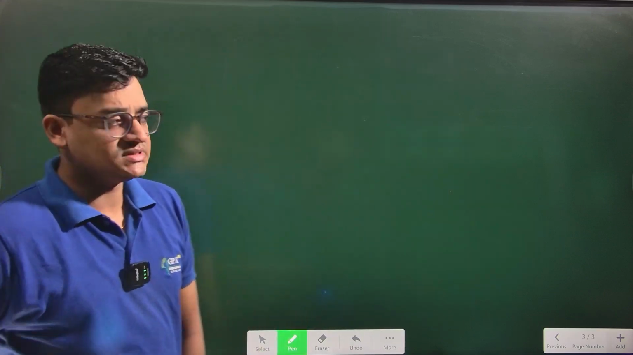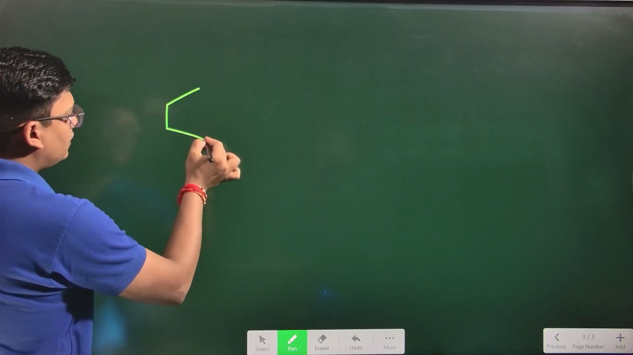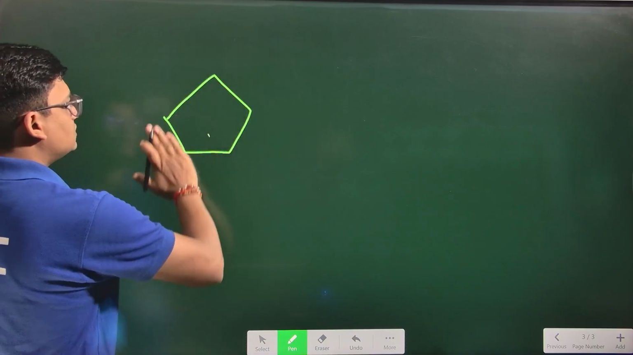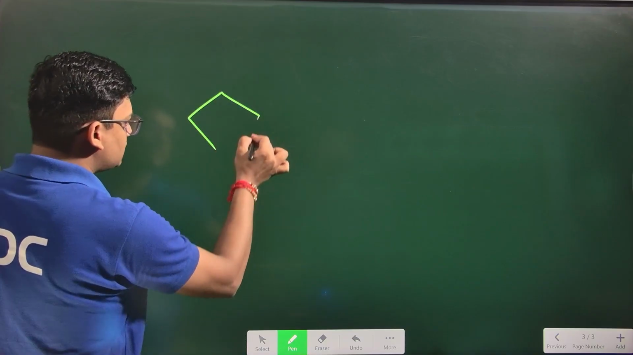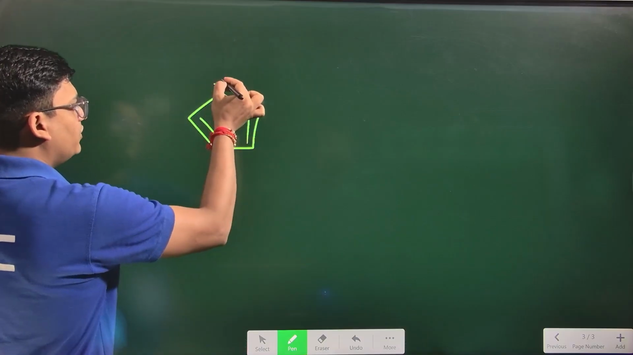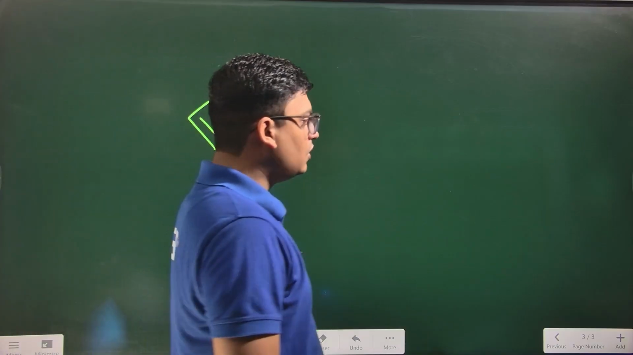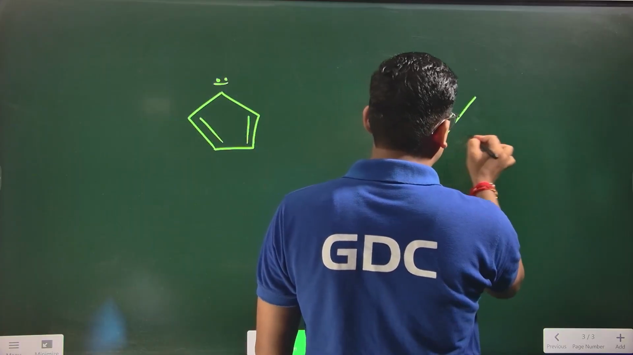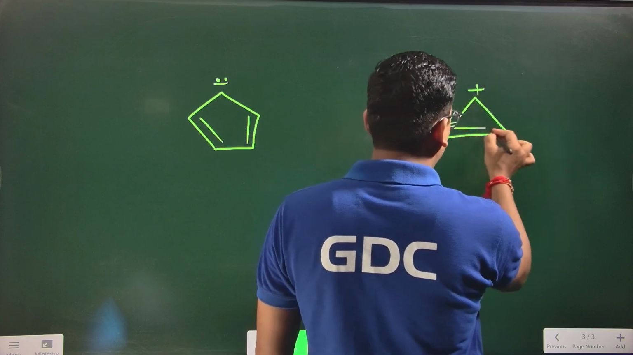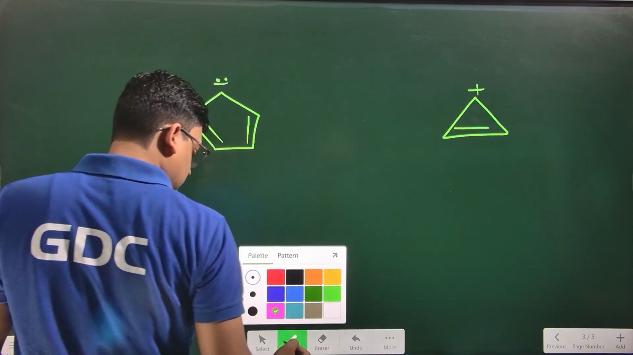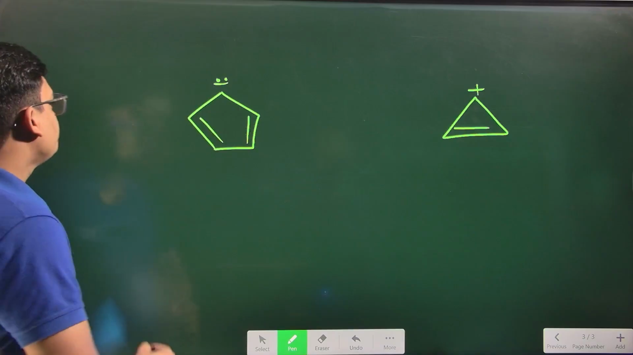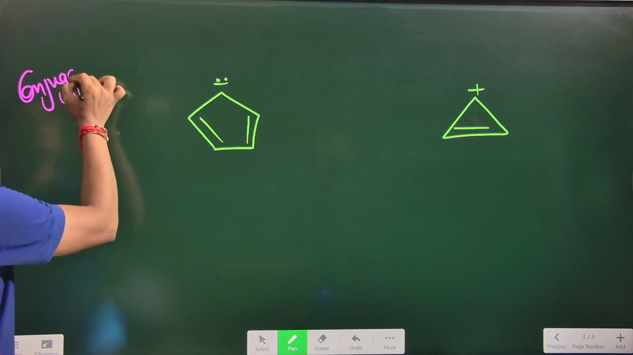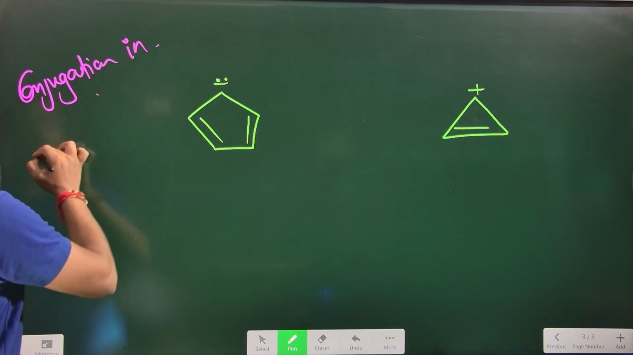Let's get to some examples. Let's suppose, what about this case? A cyclopentane with having a negative charge, or a cyclopropane. Let's get started with the cyclopropane with having a positive charge. What about these structures? Let's get to the examples of charged structures. So resonance or conjugation, let's see the conjugation in charged structures.